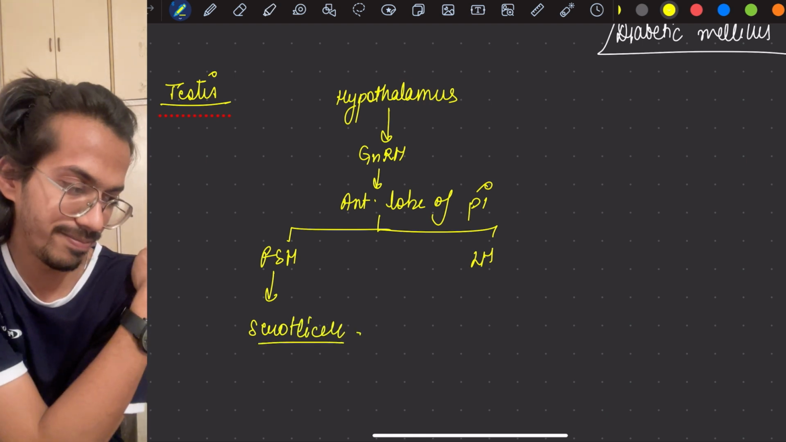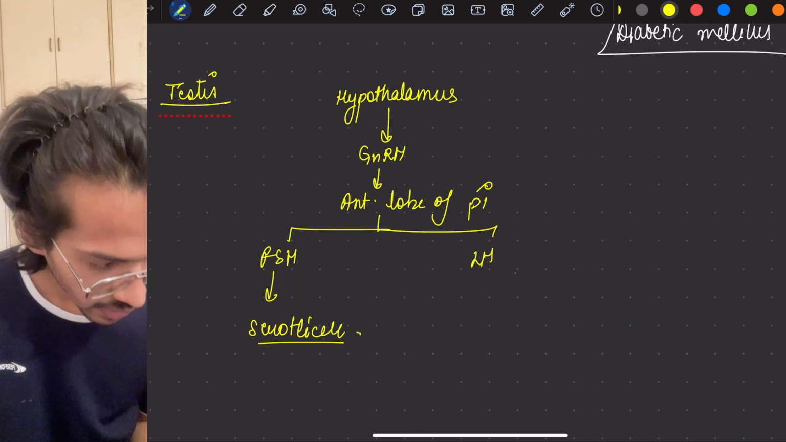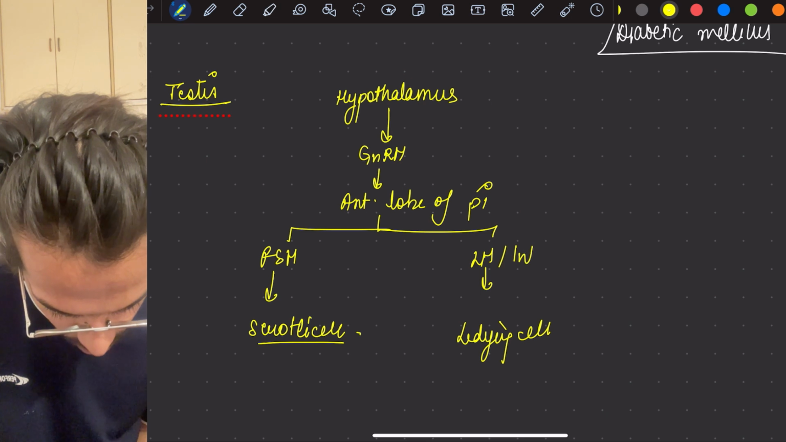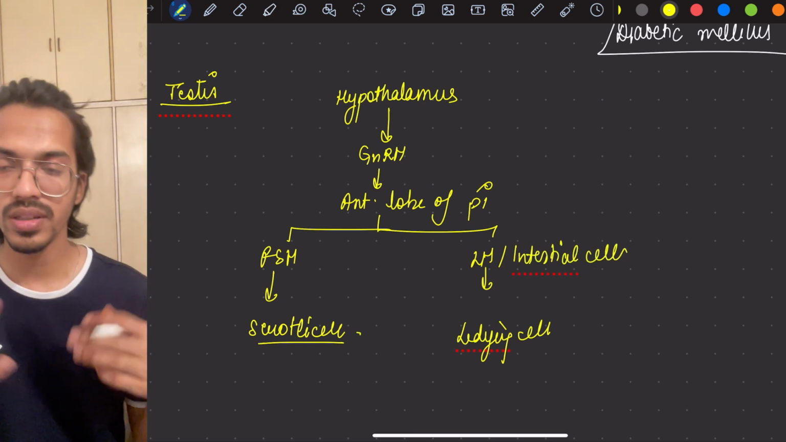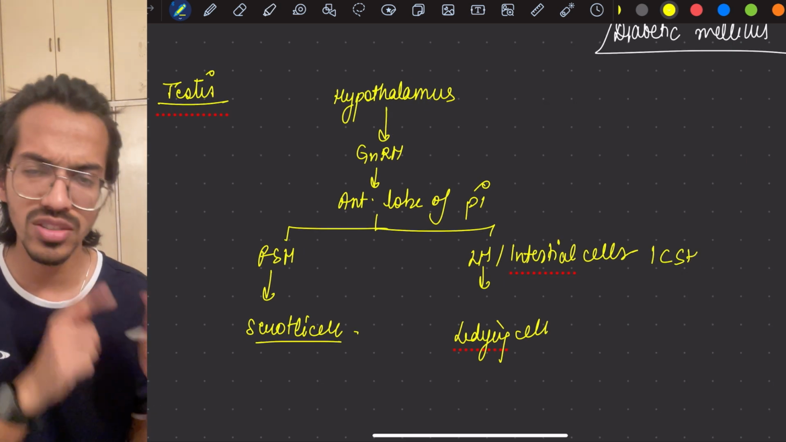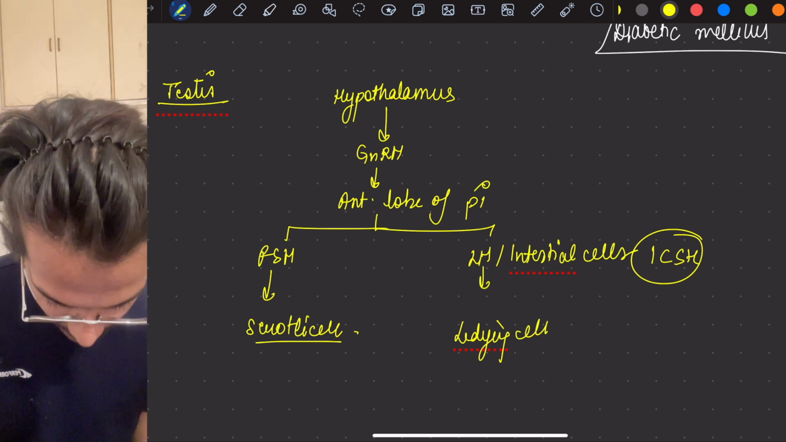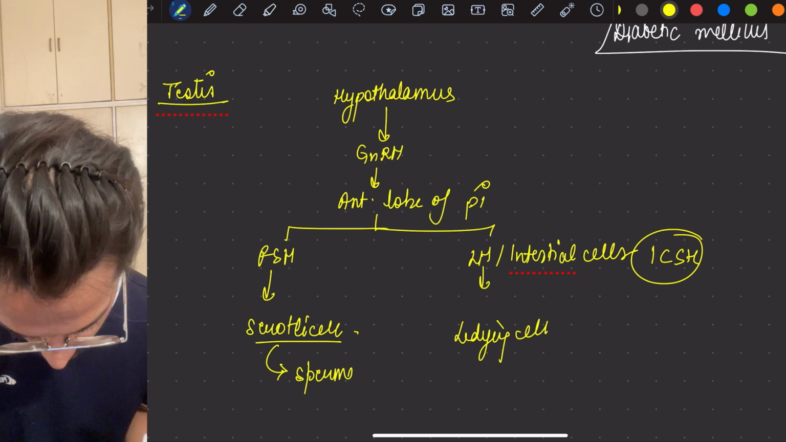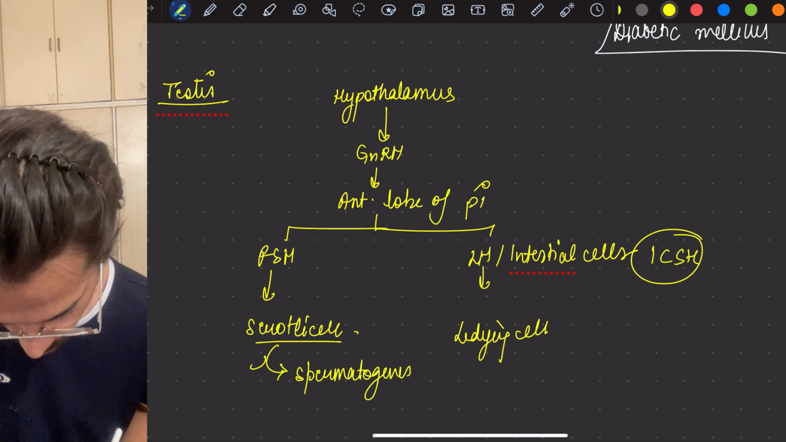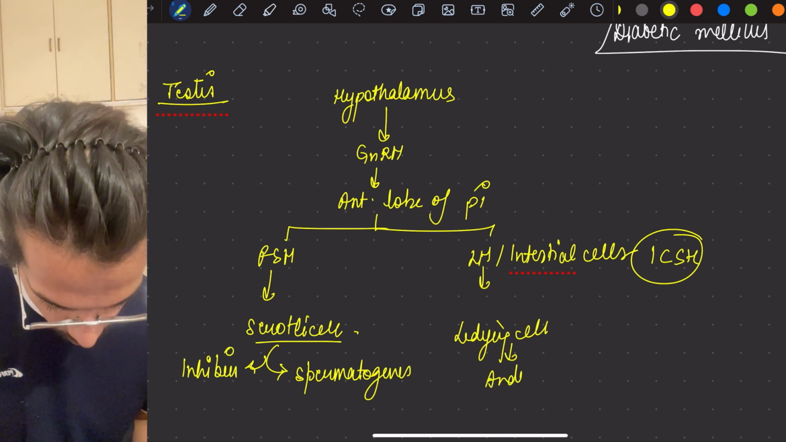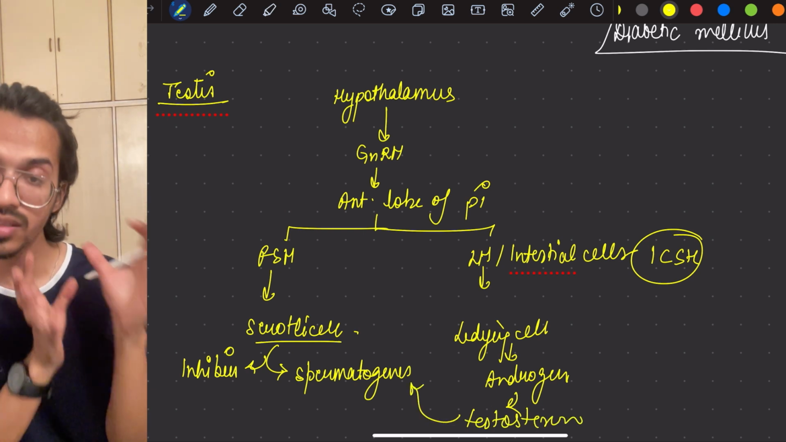and LH will act on the Leydig cells. These are also called interstitial cells, and LH is the interstitial cell stimulating hormone. So don't forget, in the case of human males, we call these Leydig cells. The Sertoli cells will do what? They help in spermatogenesis as well as the release of the hormone inhibin. Whereas the Leydig cells release androgen, which is testosterone, and it will go and help. This is about the testes.